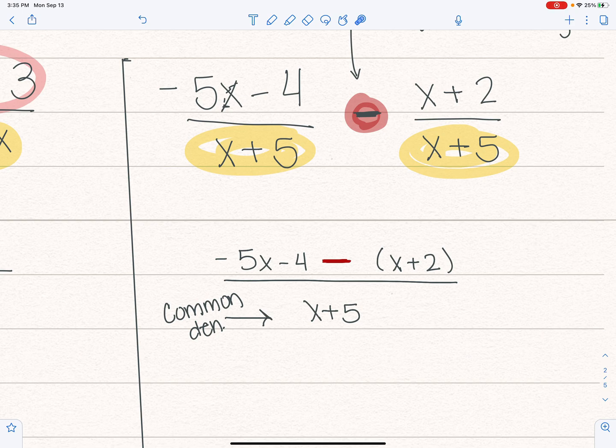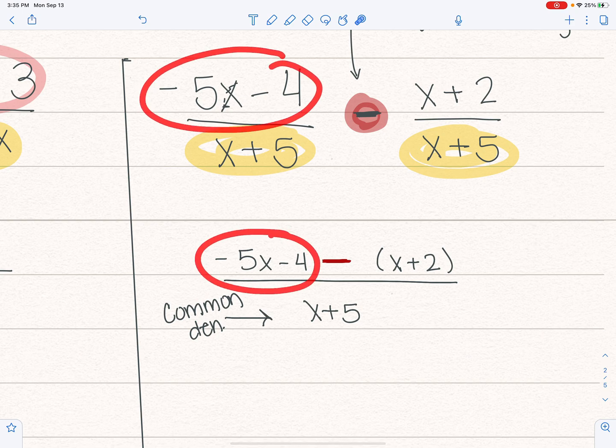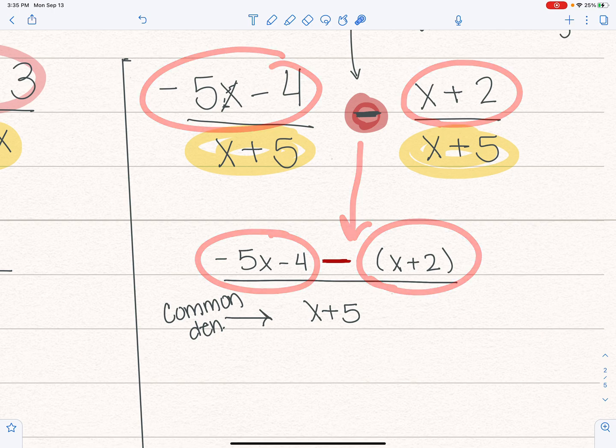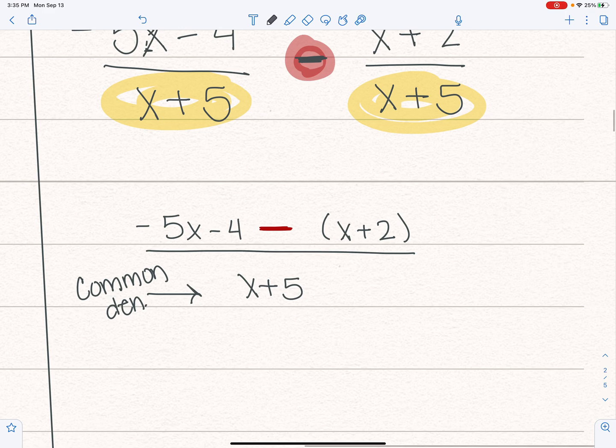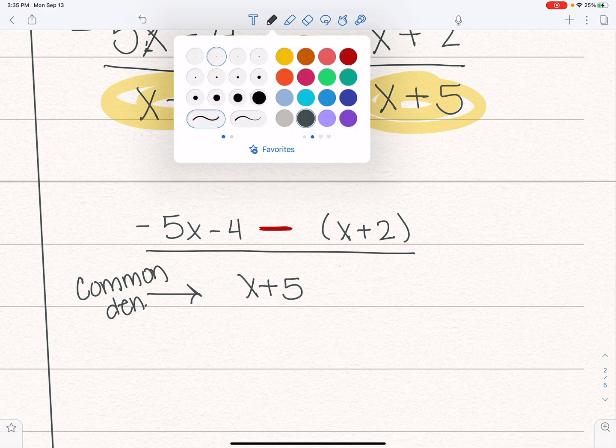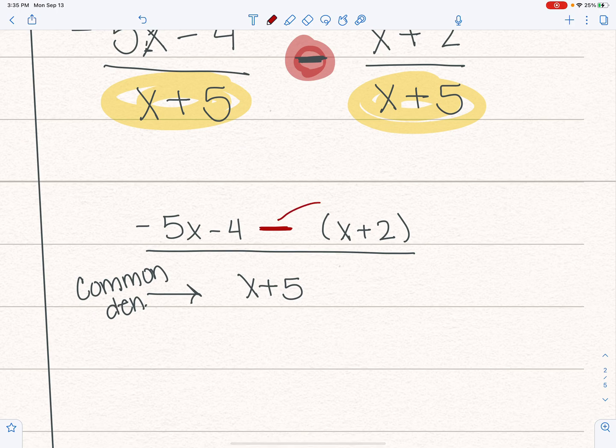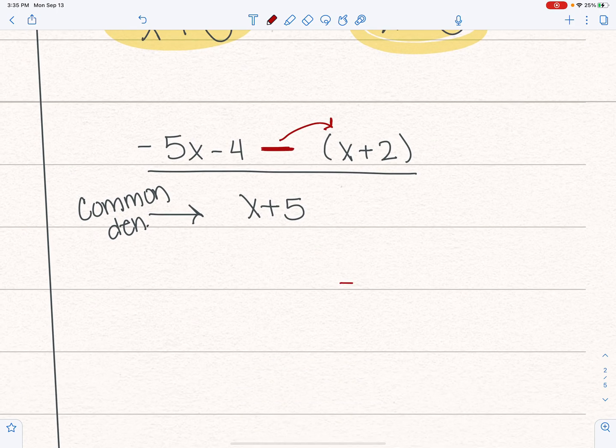So I have negative 5x minus 4, that's this first fraction, minus x plus 2, which is my second fraction, in parentheses because it is a quantity being subtracted. Now from here, I'm going to distribute that negative because now I'm working on combining like terms, and I can't combine like terms until these parentheses are gone. So that second part will be negative x, distribute the negative sign to the 2, which will make that negative 2. Carry everything else down.